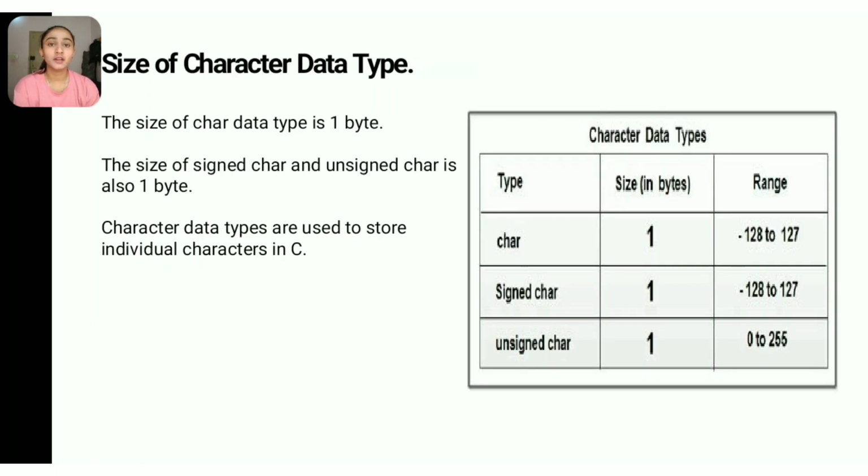Size of character data type. The size of char data type is 1 byte. The size of signed char and unsigned char is also 1 byte. Character data types are used to store individual characters in C.